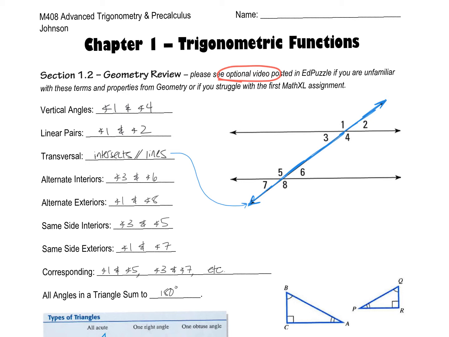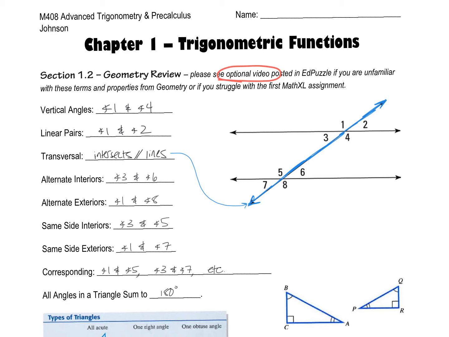Same side exteriors, we have 2 and 8 as our first option. They're both on the right of the transversal, and they are outside the parallel lines, or exterior. Another one is 1 and 7. They're on the left-hand side of the transversal and outside the parallel lines.